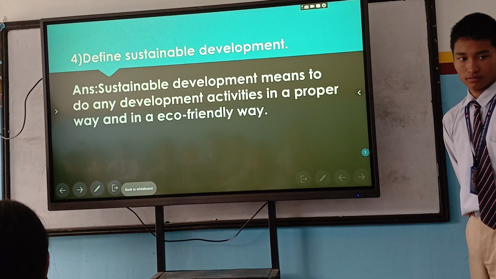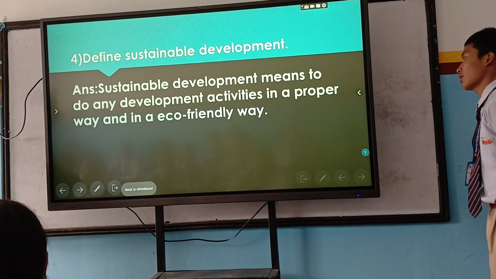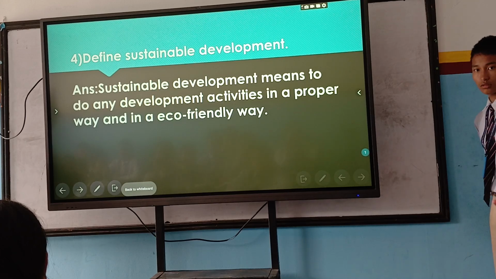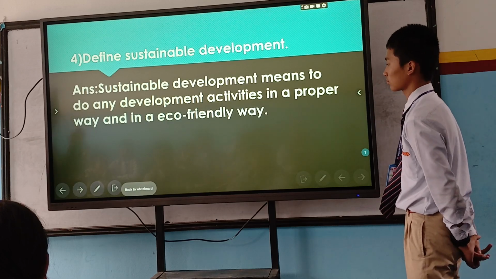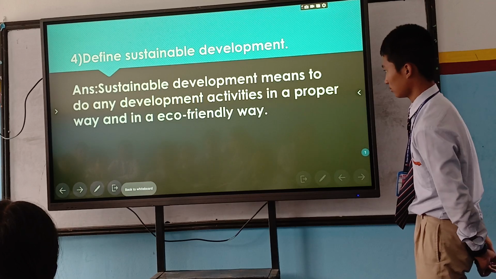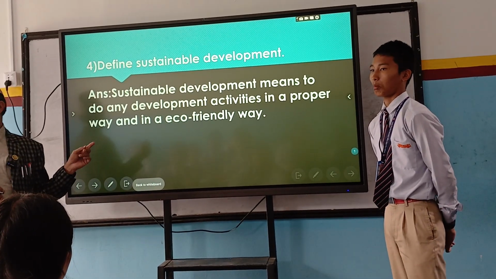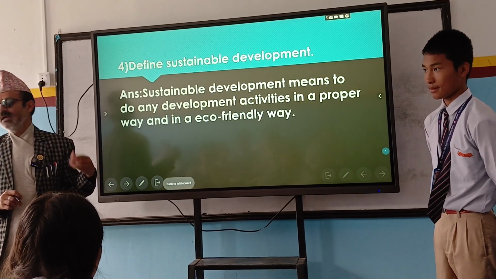Define sustainable development. Carrying out the work activities in a proper way and in an eco-friendly way. Proper way and eco-friendly way. But it must be of 2 marks. Yes or no? 2 marks means the question is a bit less, we have to increase there, right?